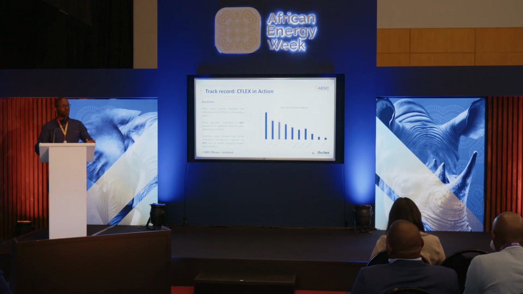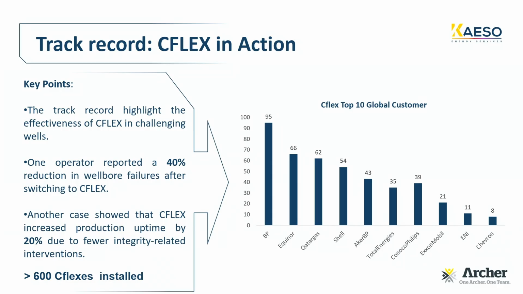So this is all very good, but maybe you're still not convinced that the CFLEX is the right tool for you. So who has been running the CFLEX? The CFLEX has been run by major operators at a worldwide level. You can see that we have operators such as BP, Equinor, Qatargas, and many others. In the world, the CFLEX has been run more than 600 times. More than 600 CFLEXs are installed at a worldwide level.